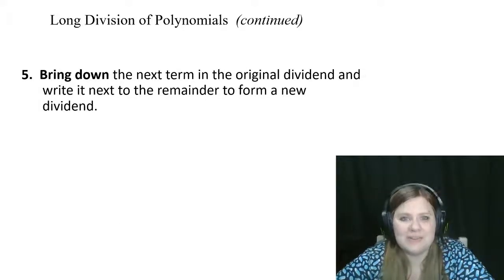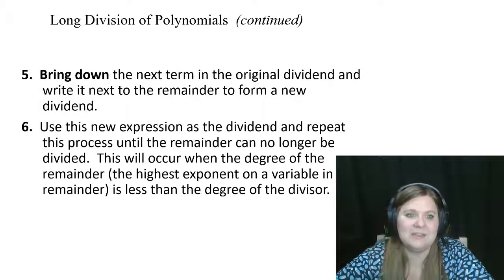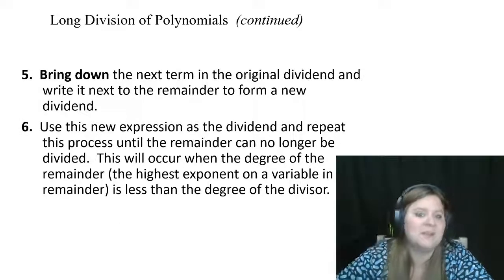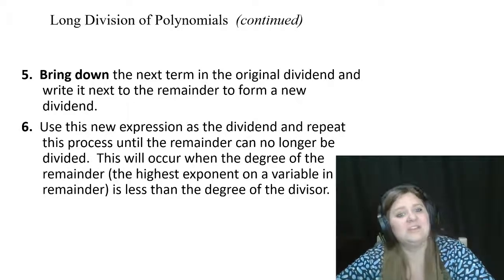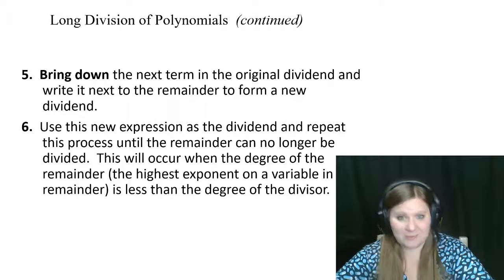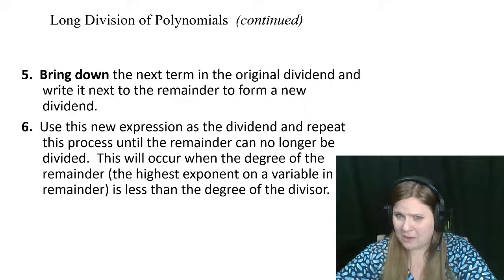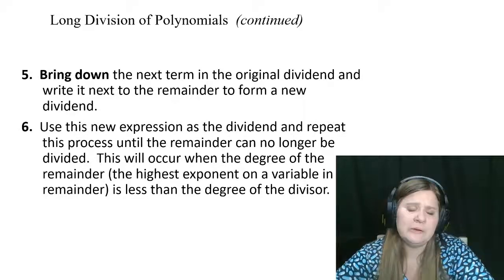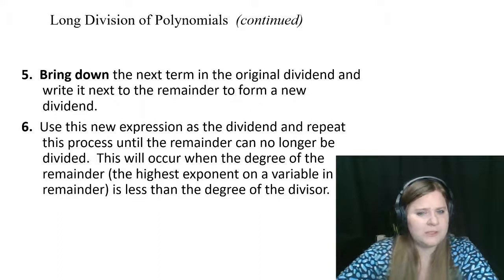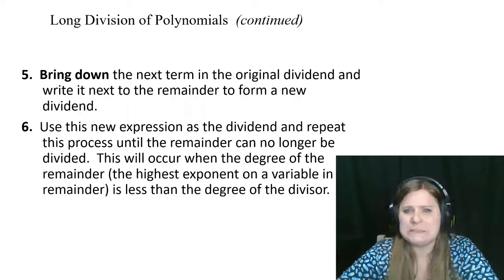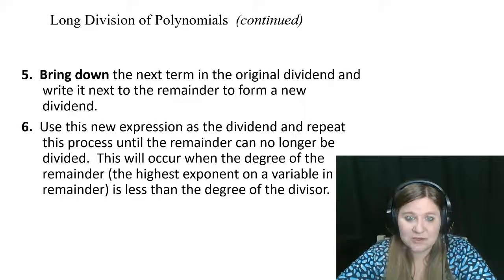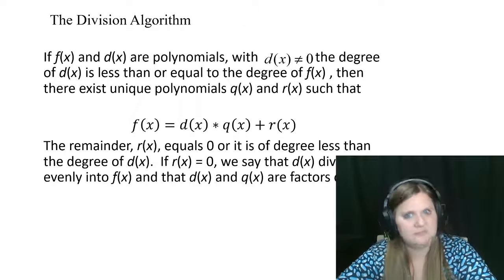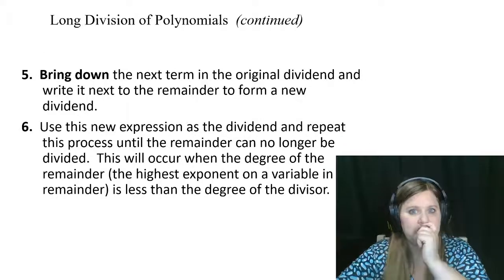Then you bring down the next term and you're going to repeat the process until you can no longer divide, and you're going to have a remainder some of the time. Sometimes you'll have a remainder of 0. You'll know that you can stop when the degree of the remainder is less than the degree of the divisor. So if at any point what you've carried down is the same degree or higher, you should keep going. Again, pause if you need.